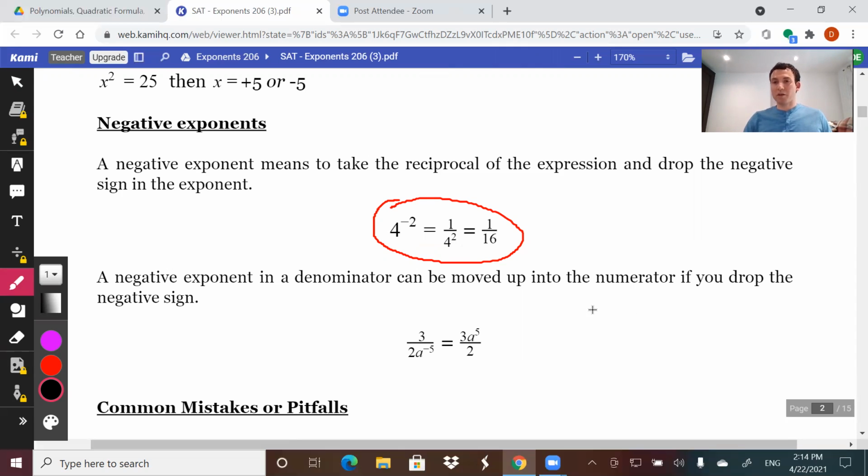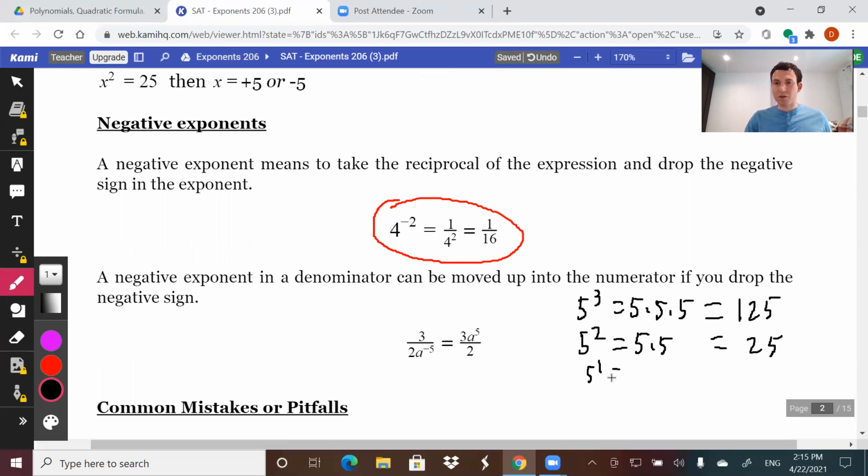Why is that? Well, let's look. If I have 5 to the third, that's equal to 5 times 5 times 5, okay, which is 125. If I have 5 to the second, that's going to be 5 times 5, 25.